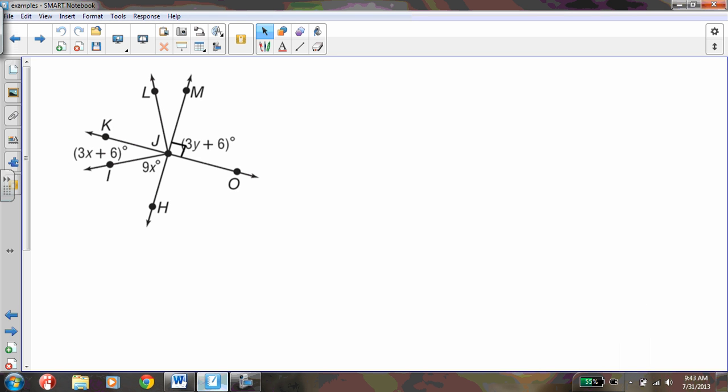In this situation, I want to find the value of x and the value of y. There are many different places to start and many different ways to approach this problem. I'm going to start here with the y variable, 3y plus 6.